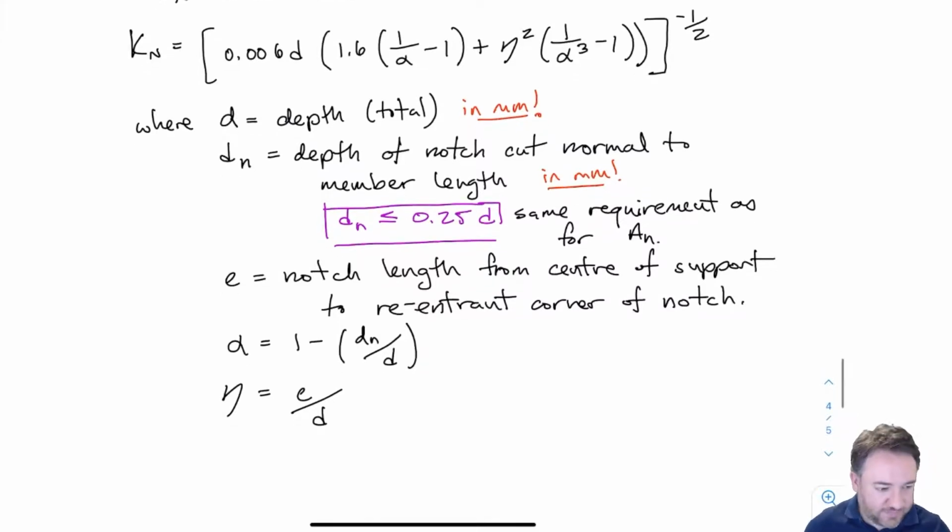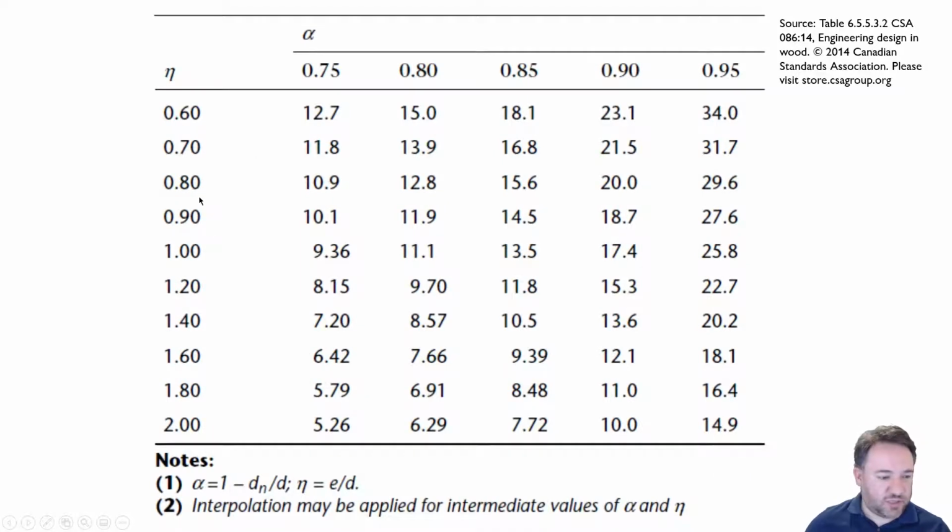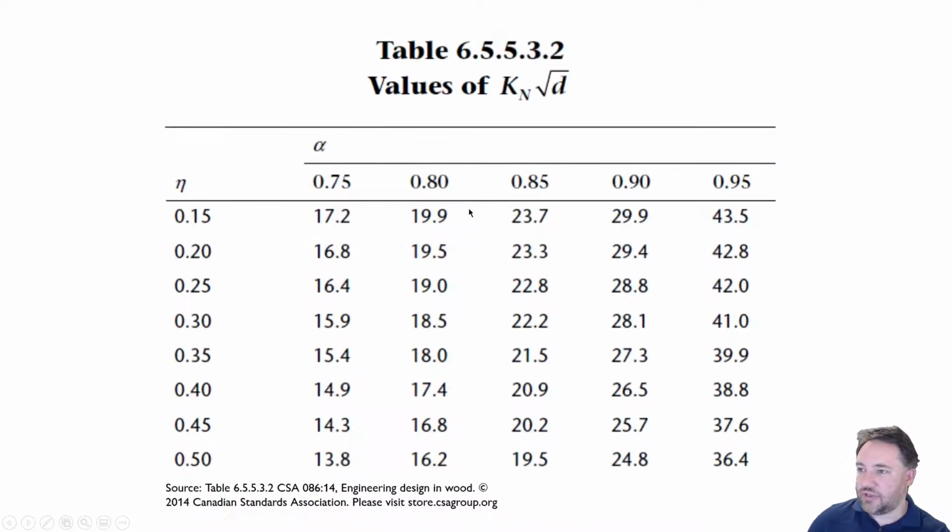So I can do this big equation to do that, or I can also use a table, which I find in the standard. This is the number of the table in 08614. And this table gives me values of Kn square root D for a given alpha and eta. So I would calculate alpha, basically how deep is my notch relative to the depth of the member, and eta, which is the length of my notch relative to the depth of the member. And I have split this into two, but in your copy of the standard, it's probably on one page. In 08619, it's split into 2 pages. And basically, based on those geometry parameters, you'll notice that alpha caps off at 75% because we can't take up more than 25% in the notch. I can pick the value of Kn square root of D.